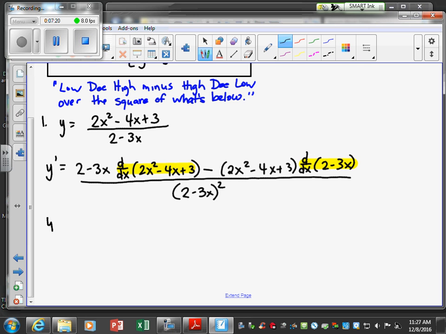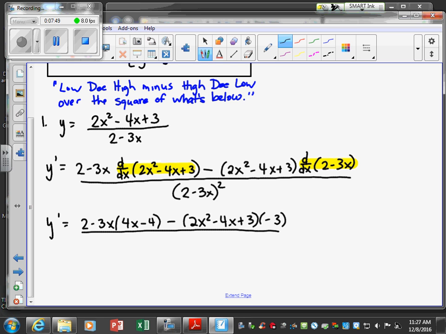So we'll have y prime equals 2 minus 3x. What is the derivative of this term? 4x minus 4, right? So 4x minus 4. Carry down this 2x squared minus 4x plus 3 term. What is the derivative of this? Just negative 3. Good. And as usual, we're just going to leave this squared. Just leave it alone for now.